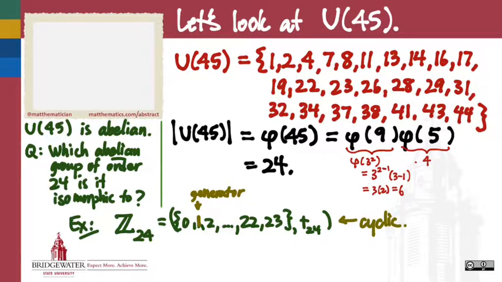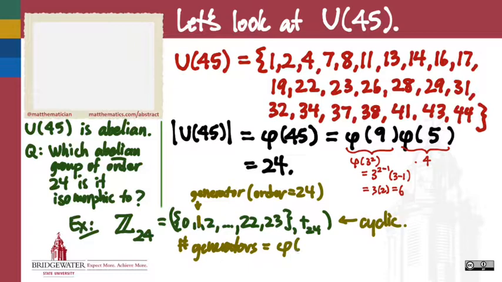How many generators will there be? All these generators, what's the order of a generator in Z24? 24. It's got to have the same order as the order of the group because it has to generate every single element. So how many elements of order 24 exist in a cyclic group? What answers that question? Euler phi also answers that question. So I could say here that the number of generators is phi of 24, because this is the number of order 24 elements.